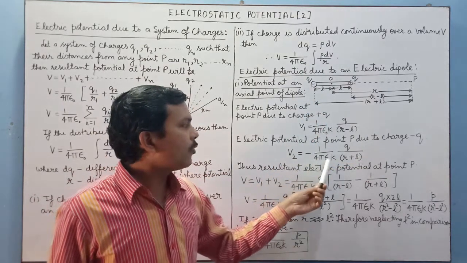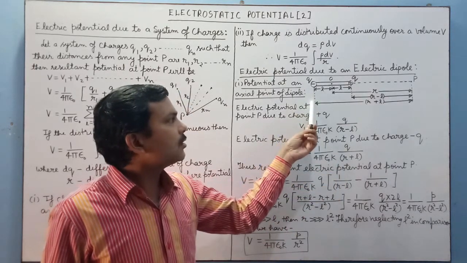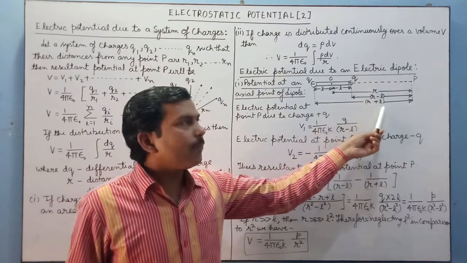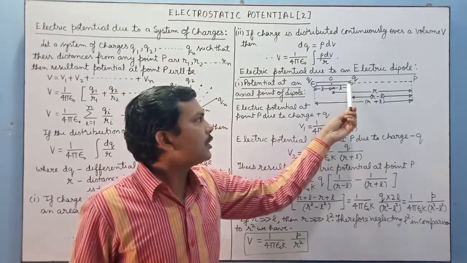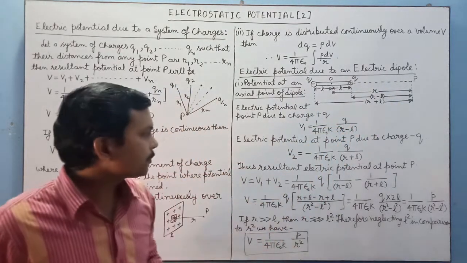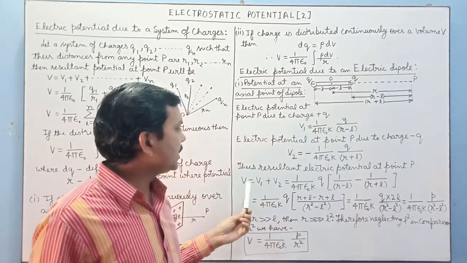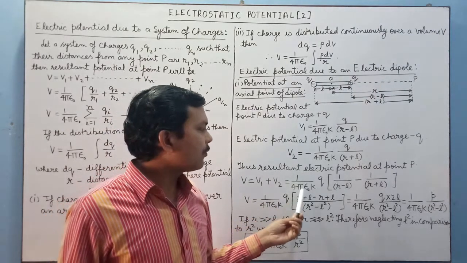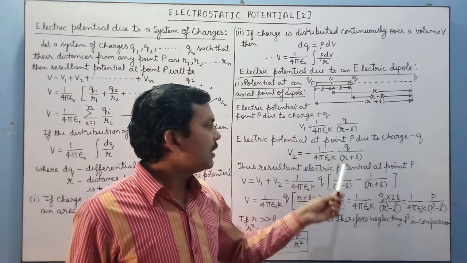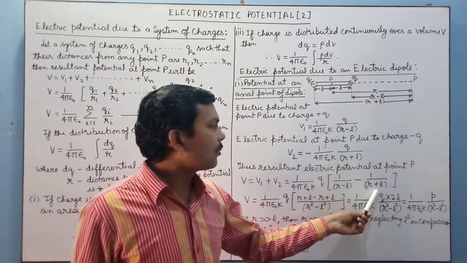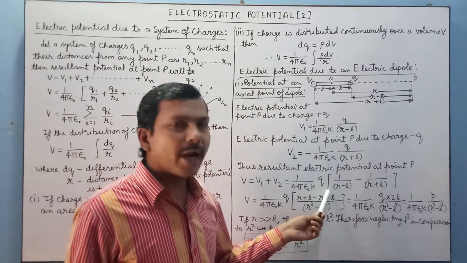The electric potential at point P due to the charge minus q will be V2 equals minus 1 upon 4 pi epsilon 0 k times q upon r plus L, because the distance of the minus charge from point P is r plus L, and we also know that potential due to a negative charge is negative and potential due to a positive charge is positive. Therefore the resultant electric potential at point P will be V equals V1 plus V2. This will be 1 upon 4 pi epsilon 0 k q times the bracket 1 upon r minus L minus 1 upon r plus L. I have taken the common portion outside this bracket.